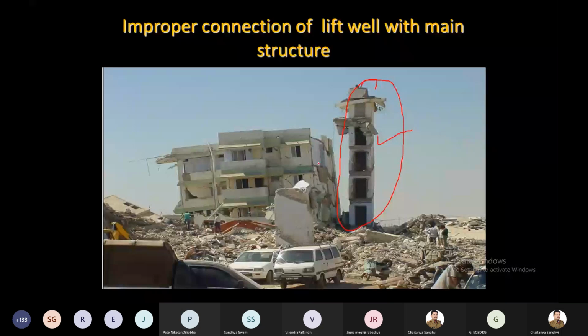But here what is happening? This is the main building. Now this main building is not properly connected with this. It is not connected with this, right? It is not properly connected with this. If it were connected properly with the strong elements, then the force of this main structure might be transferred to this, and this shear wall or this lift well may support this building, and it is possible that the building might have survived. All right.